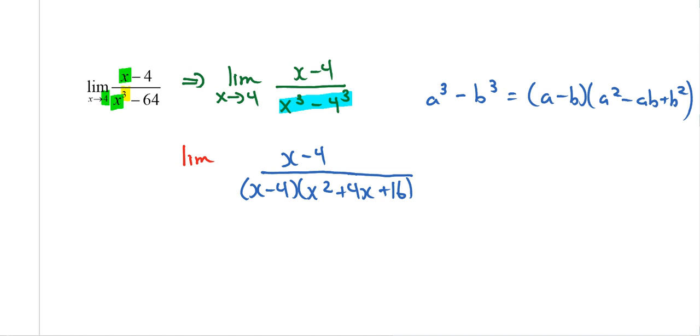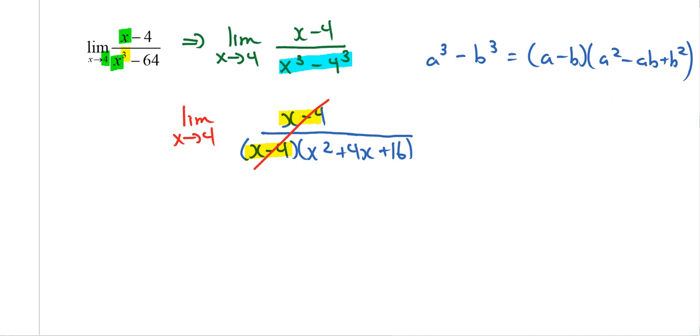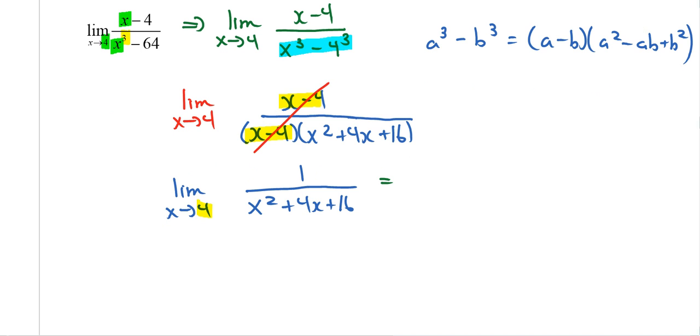This is the limit as x approaches 4. And from here on, I can see that those expressions will just factor out. And you're just left with a 1 on the numerator, and you have this polynomial expression on the denominator here. And then from here on out, you can just do your direct substitution step now. That means you're plugging in 4 for every value of x. So this is going to be 1 divided by 4 squared plus 4 times 4 plus 16.